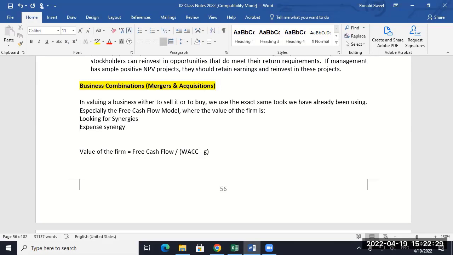The two firms together have fewer workers. Why? Because you don't need 80 accountants. You only need 50. You may not even need 50. You combine them, you have fewer accountants. What about revenue synergies? Where do you get those?